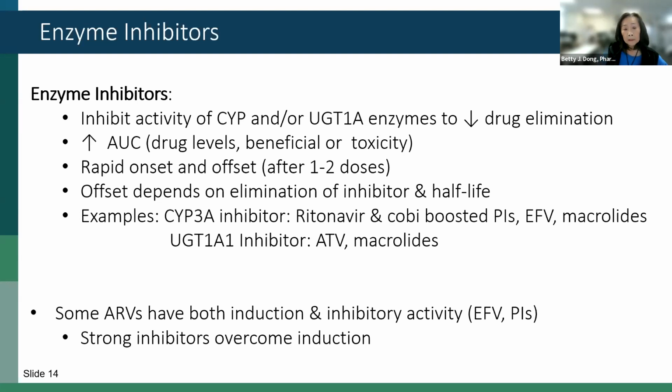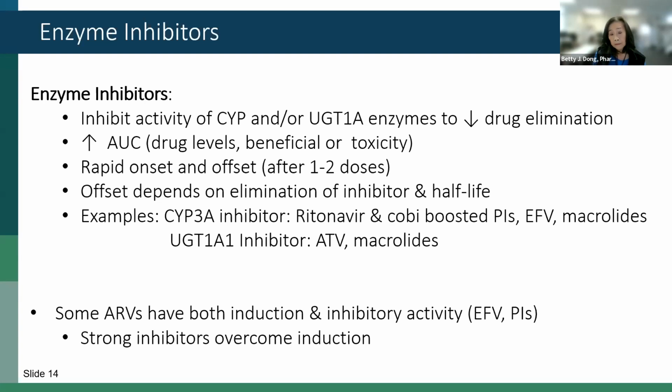and their half-life. So I've listed some common examples of 3A4 inhibitors, such as ritonavir, cobicistat-boosted protease inhibitors, efavirenz, macrolides such as clarithromycin, and you see UGT1 inhibitors such as atazanavir. Now, some of these interactions can be beneficial, and a common one is using protease inhibitors that are boosted with ritonavir or cobicistat to increase their levels. But a lot of times we worry about drug toxicity, increasing levels of drugs causing more toxicities. Common examples of this are statins, where we can see more myositis.